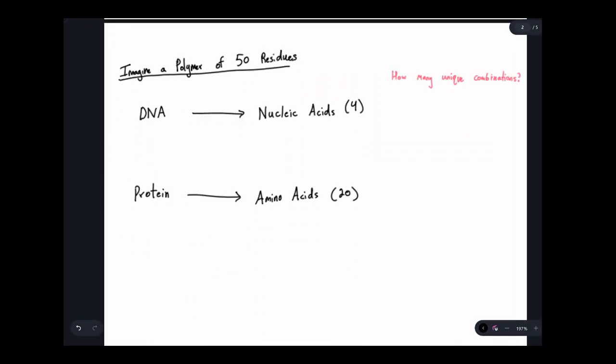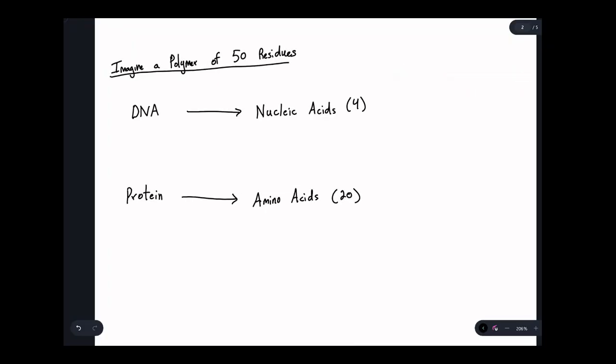Now, why is this important? Imagine a polymer of 50 different residues. With DNA, we have 4 acids to choose from. We have G, C, A, and T. So 50 different polymers, right, are 50 different things. We could have 50 Gs or 50 Cs. There would be a lot of different combinations. But again, every time you're picking the next letter, you only have 4 choices, right? G, C, A, or T.